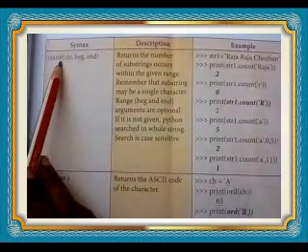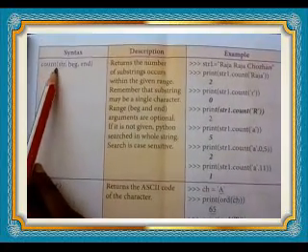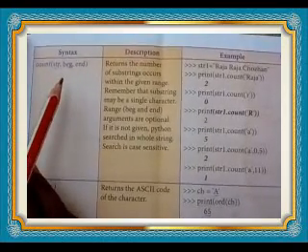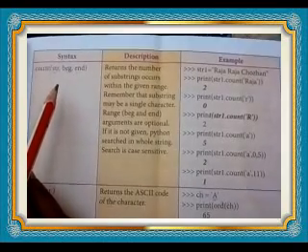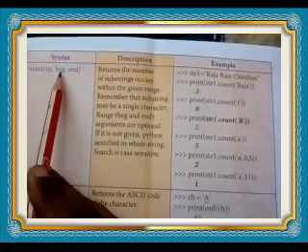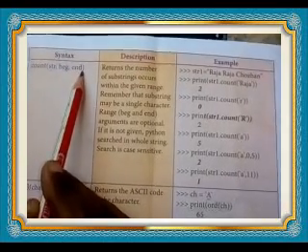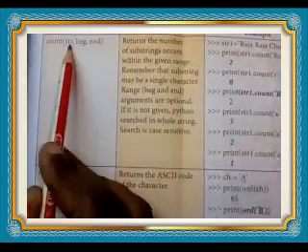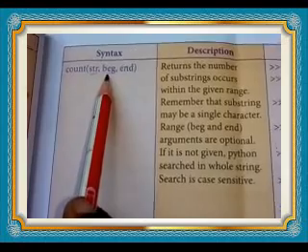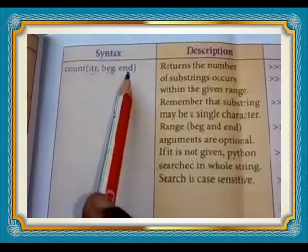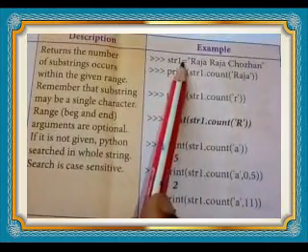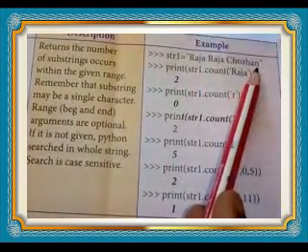Next function is the count function. This count function is used to find how many times a substring occurs in the given string. Syntax is count(str, begin, end). Str means the substring. Begin means the place in the main string from where we want to start searching, then the ending place also. Understand? See here an example: str1 equals "Raja Raja Cholan".